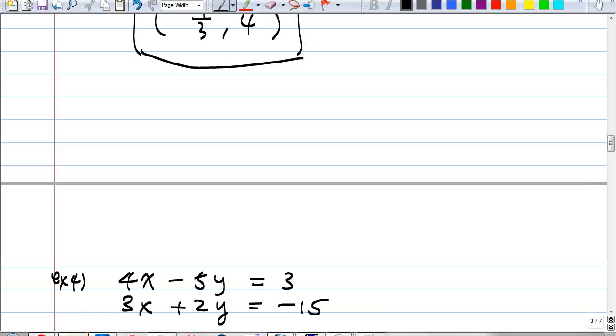Okay, let's see. This one is kind of a little bit different than the other ones, but I think if you look at it long enough, you'll see what to do. How do you make sure that when you add them together, one of the variables goes away when it's like this? Seems like you can't really multiply, right? There isn't a number you can multiply the bottom one or the top one by to get rid of it.